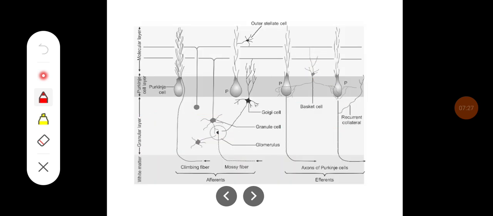So this is the histological structure showing the different cells and the different layers: the molecular layer, Purkinje layer, granular layer, and the white matter. The molecular layer contains mainly the stellate cells. The Purkinje layer contains mainly the Purkinje cells, and the granular layer is mainly made up of the Golgi cells, basket cells, granule cells, and also the glomerulus.